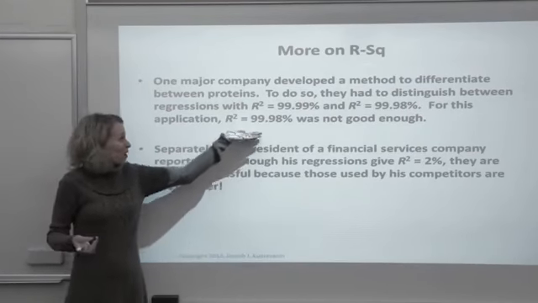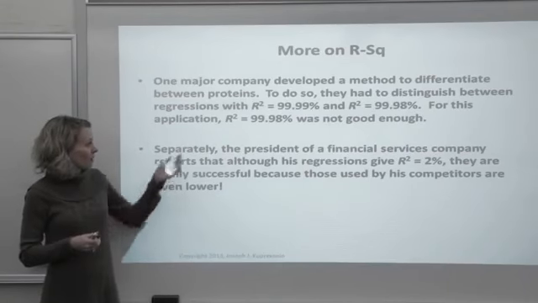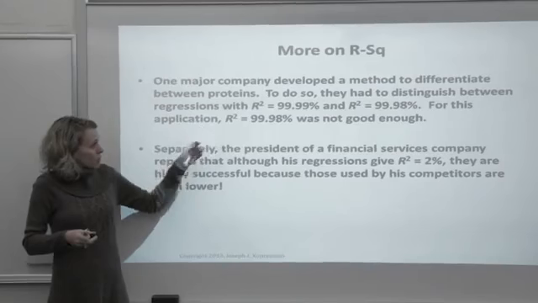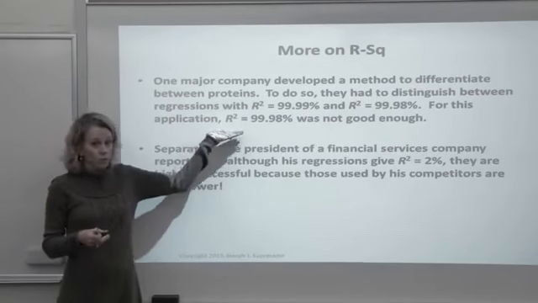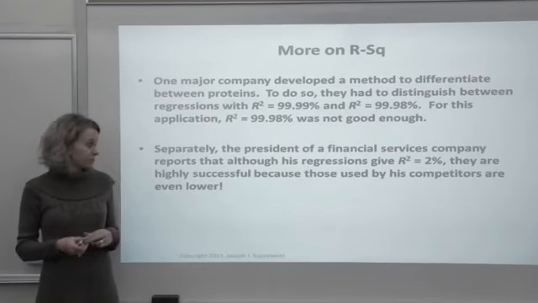Typically in the problems that we look at, if we get an R squared like that, we'll be very excited and think that that's wonderful. But just in the context of this particular problem, they had to make that fine of a distinction, so that R squared value was not good enough for what they were doing.